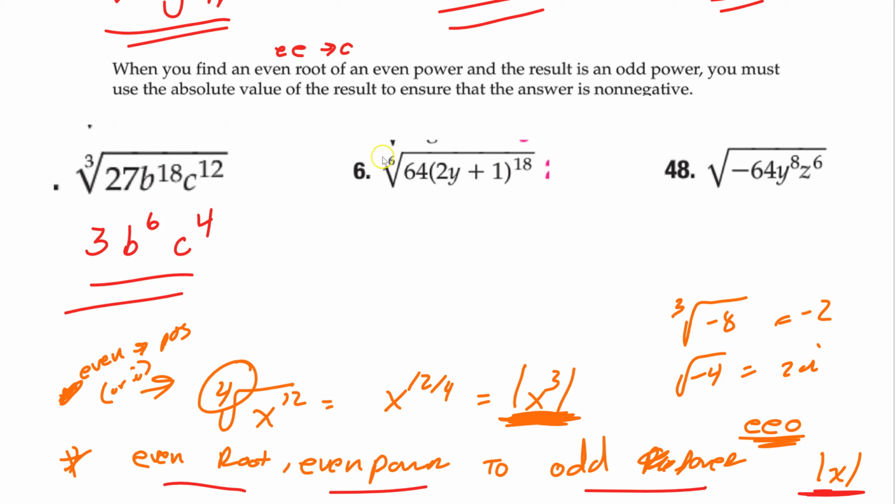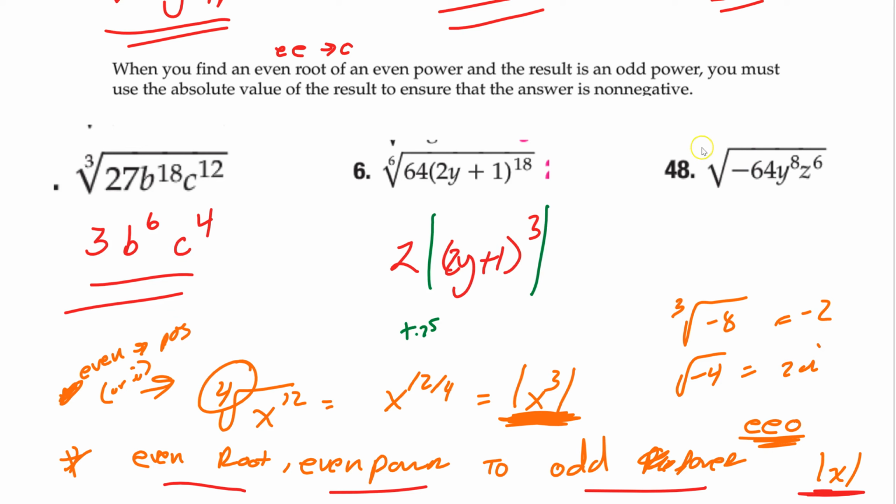So the next one, again, we're going to separate in our head. The 6th root of 64, that's 2. Gotta get better with those. 18 divided by 6 is 3. So (2y+3)... And this one would be even root, even power to odd, so I have to put an absolute value here to make sure that thing's not negative. And if you do that, I give you a little extra credit.